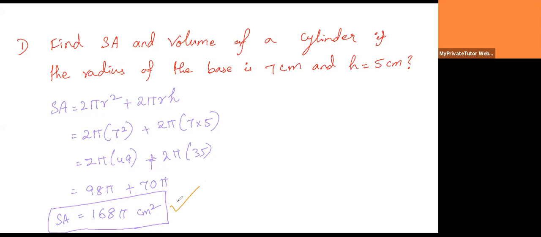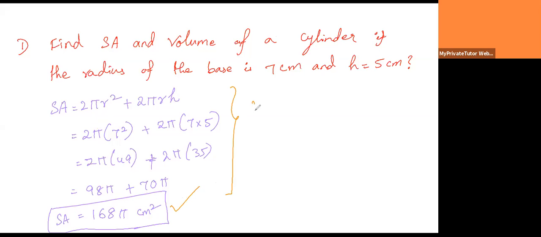And if the instruction in the question says substitute pi equals something like 22/7 or 3.14, then you can substitute in the last step. Please don't do that in the first step, okay? Because we'll keep on getting the decimal answer.